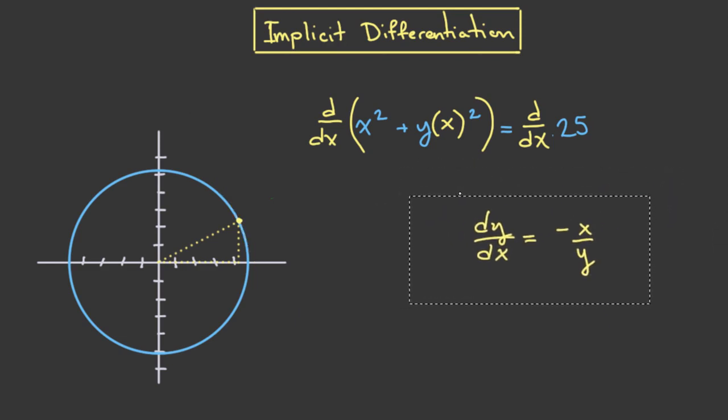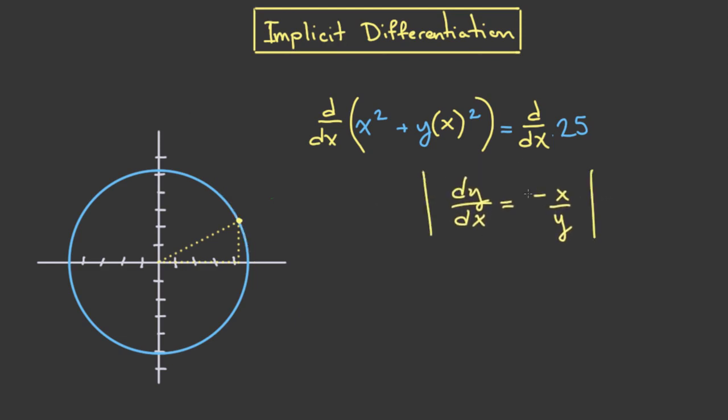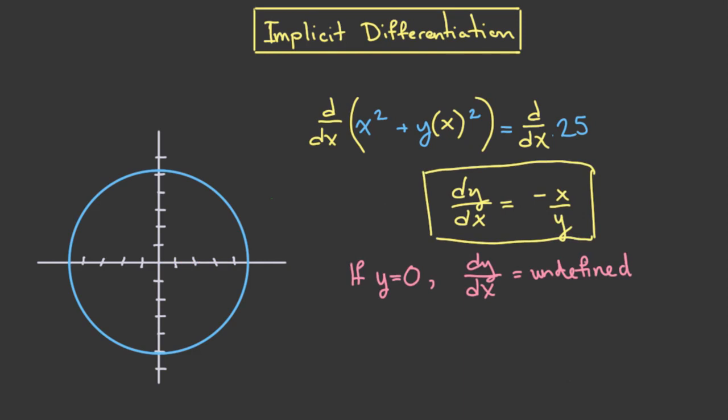Let's check that this makes sense. First of all, our equation for the slope of the tangent line is undefined when y is equal to 0. And if we look at our circle, there are exactly two places where y is equal to 0. And at both of these points, the circle has a vertical tangent line. And notice that slopes of vertical tangent lines are either infinite, or we may say that they're undefined. So the slope is not well defined there.